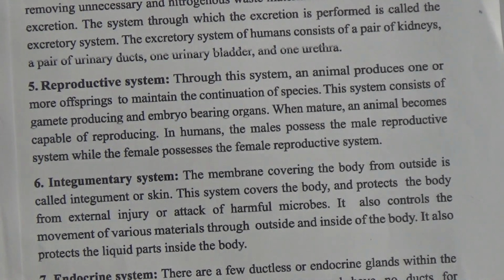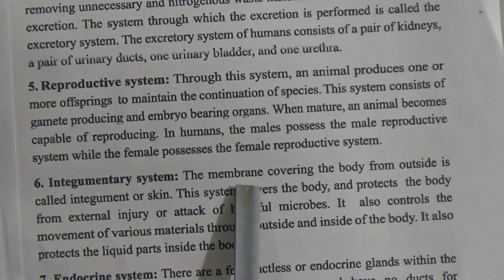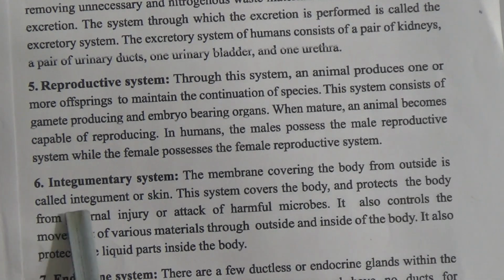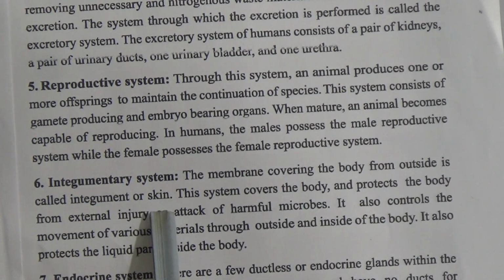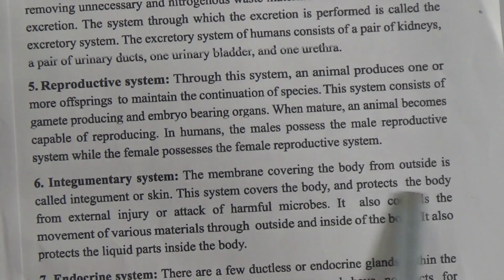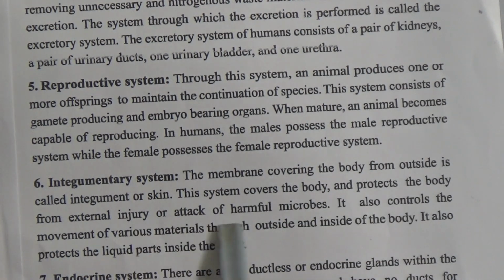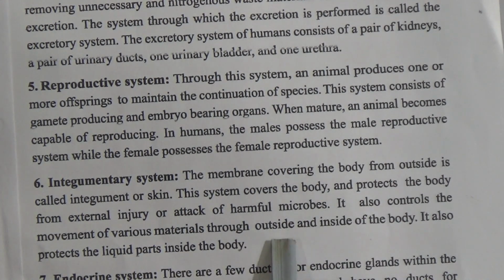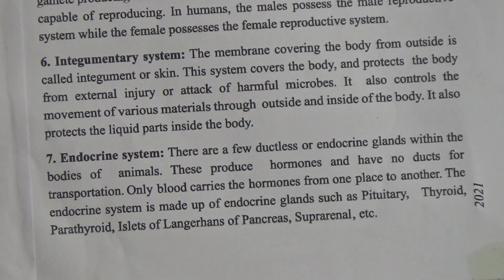Now, integumentary system. The membrane covering the body from outside is called integument or skin. This system covers the body and protects the body from external injury or attack of harmful microbes. It also controls the movement of various materials through outside and inside of the body. It also protects the liquid parts inside the body.